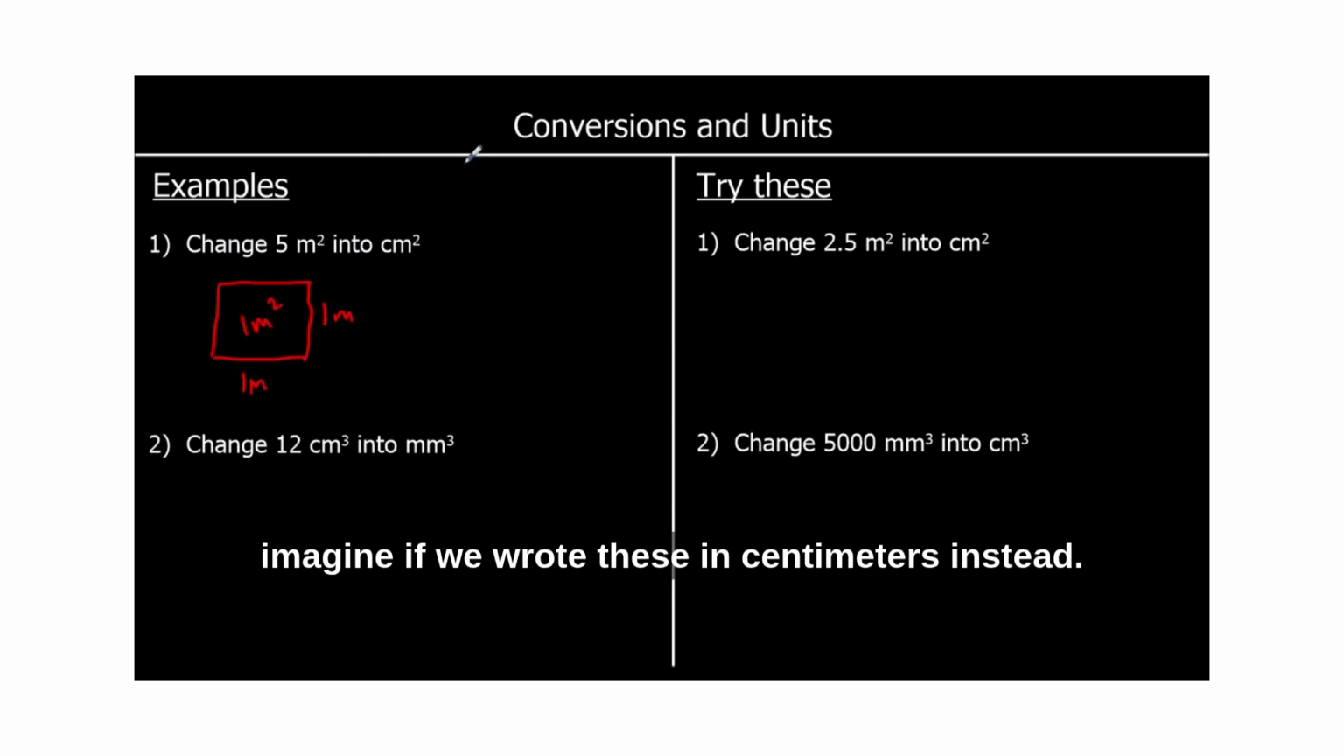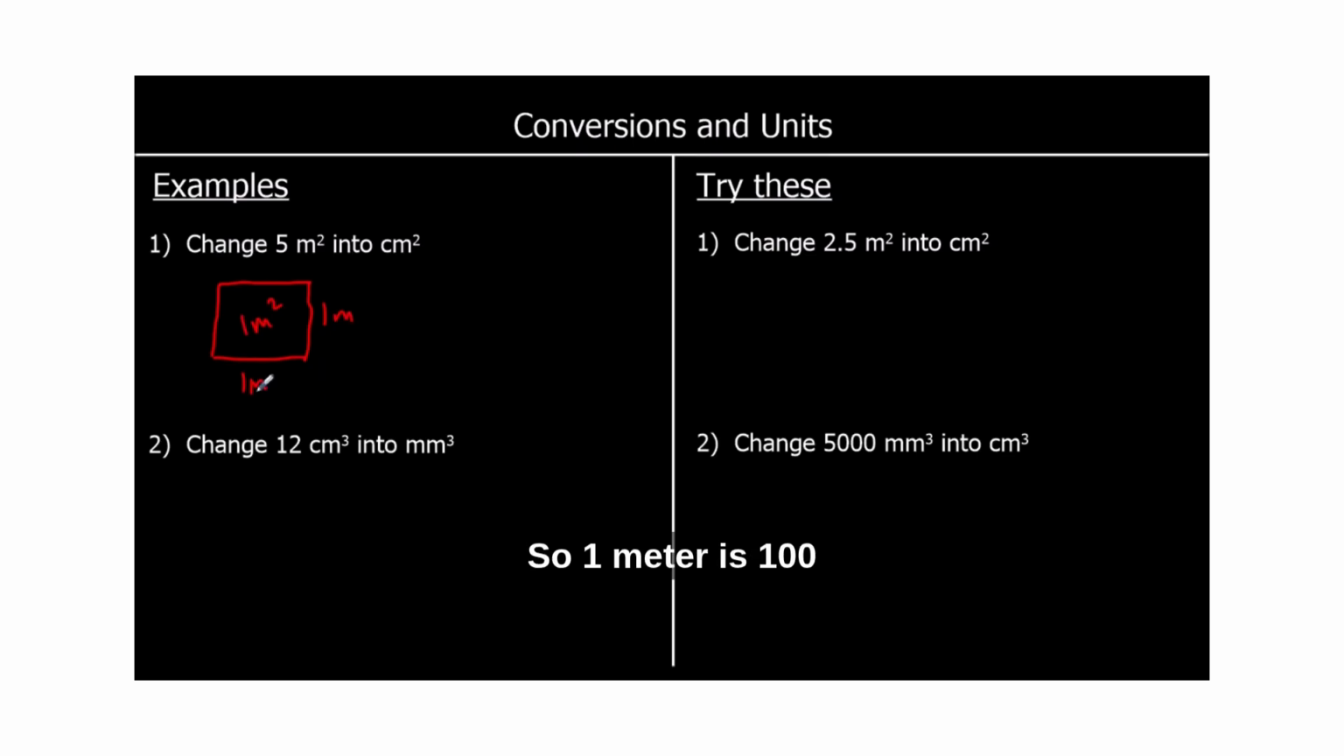But imagine if we wrote these in centimeters instead. So 1 meter is 100 centimeters. And so how many centimeter squares could we fit into 1 meter by 1 meter? So we've got 100 across, 100 centimeters across, and 100 centimeters up. So 100 times 100, and that is 10,000 centimeters squared.